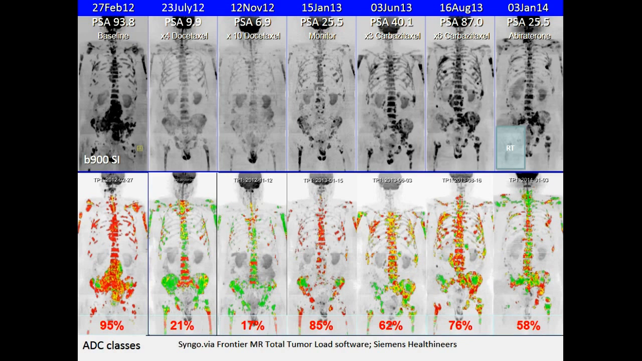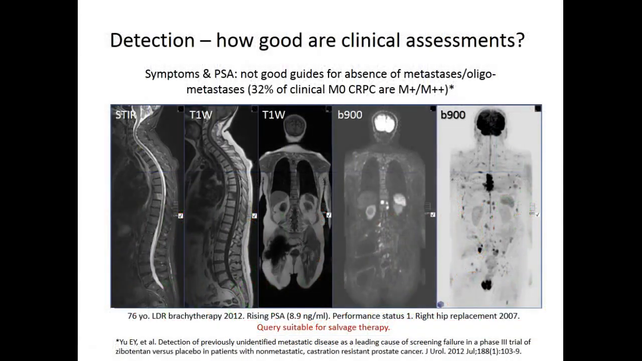At the end of 10 cycles of docetaxel, we can see a persistent PSA response, but about 17% of the segmented marrow is still in the red color, indicating continued active disease. Then, as the patient is monitored, you can see that the volume of active disease increases to 85%. There is a modest response to cabazitaxel, which is not sustained. And then finally, the patient receives abiraterone, and again you see responding disease.